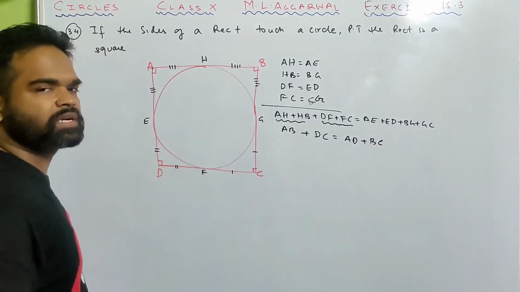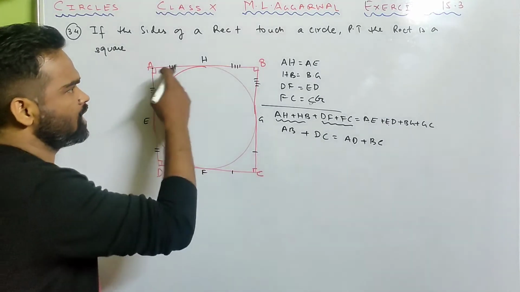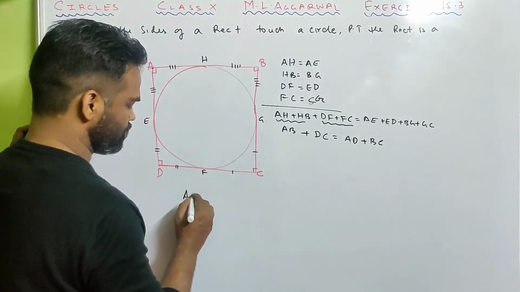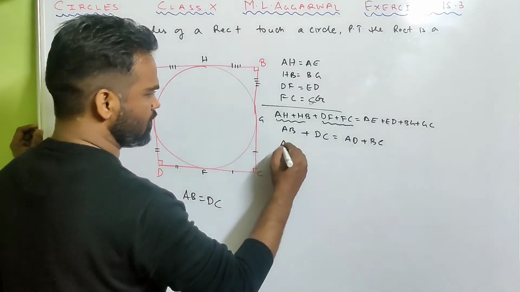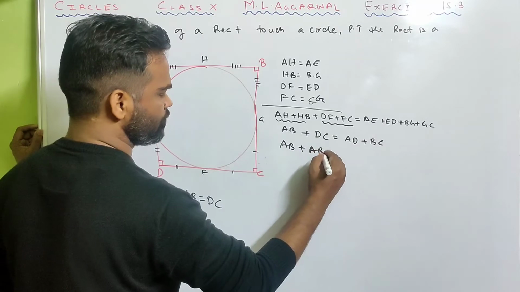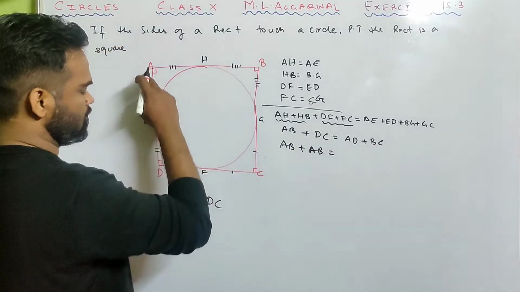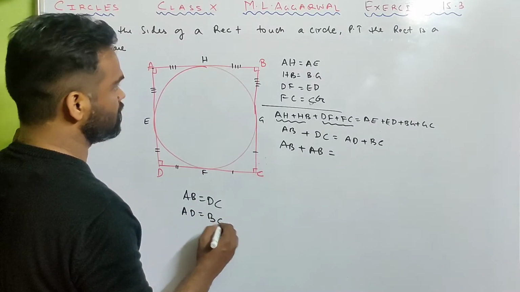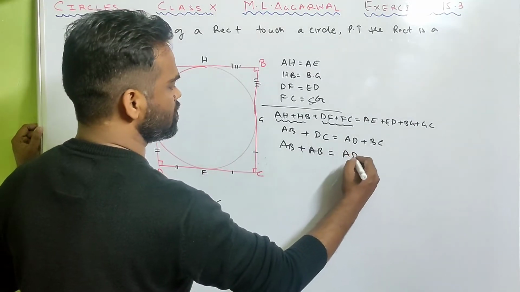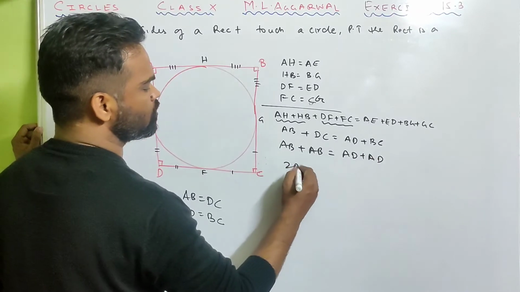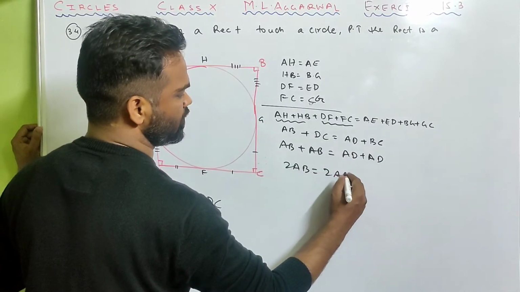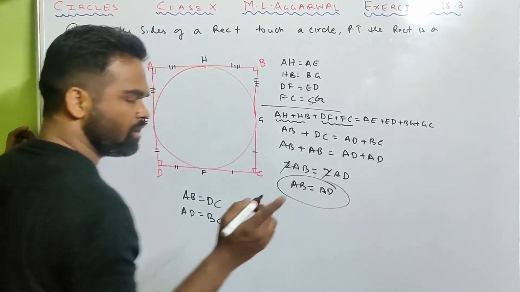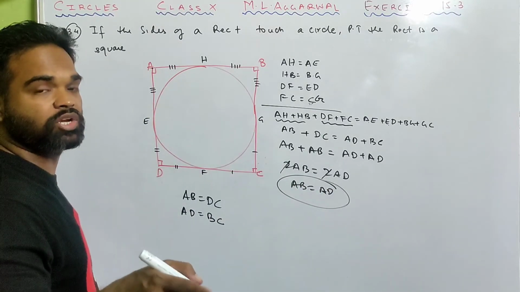Now, ABCD is a rectangle, which means opposite sides are equal, which means AB will be equal to DC. So I can write AB plus AB. Similarly, AD and BC will be equal. So I can write AD plus AD. So twice of AB is equal to twice of AD. Look carefully. So AB is equal to AD. In a rectangle, if the adjacent sides are equal, it becomes a square.